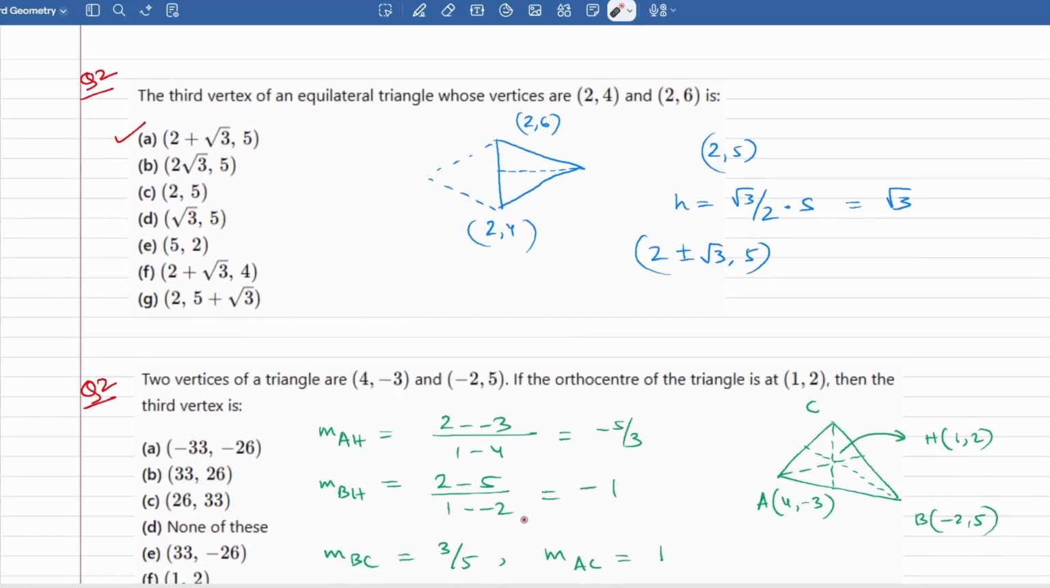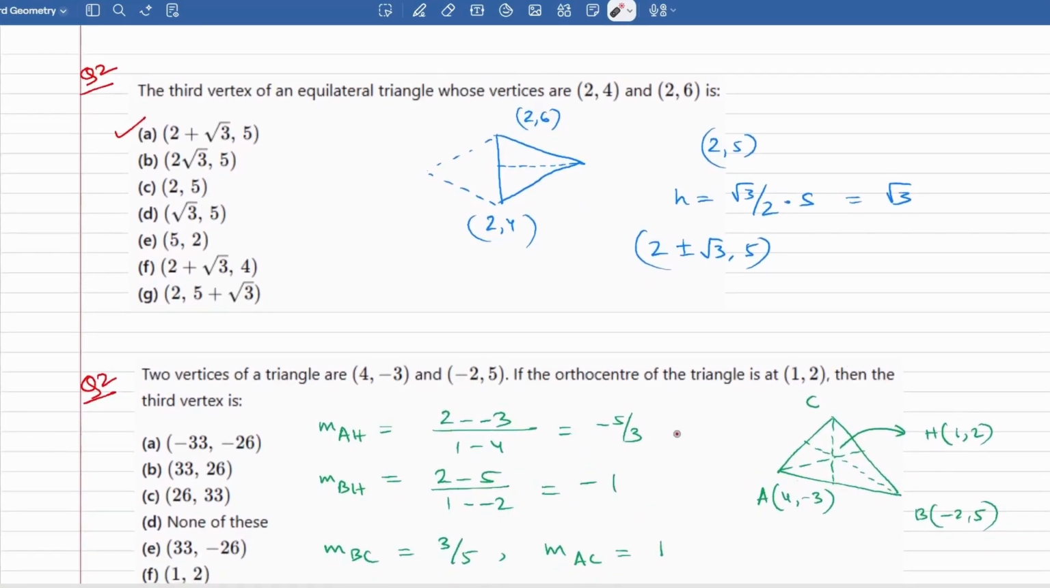Since this perpendicular from A was perpendicular to BC, the slope of BC and the slope of AH should multiply to be -1, because that's the criterion. If two lines are perpendicular, then their slopes are negative reciprocals of each other. So if m of AH was -5/3, then the slope of BC should be 3/5. And if m of BH was -1, then the slope of AC should be 1.